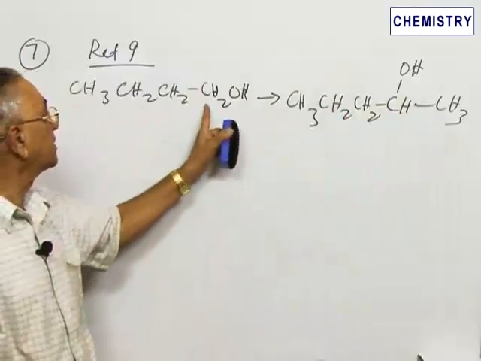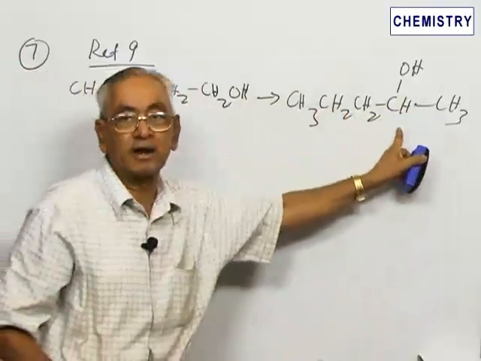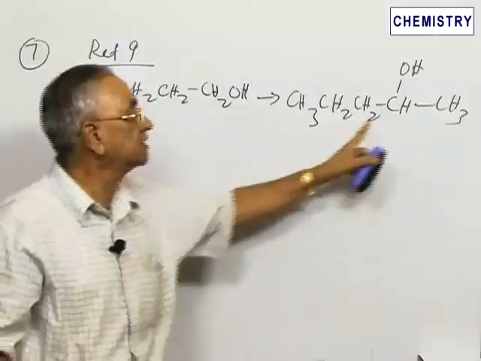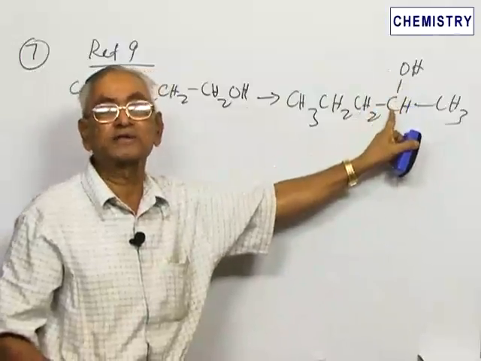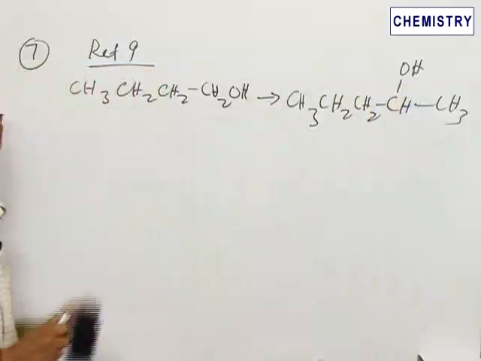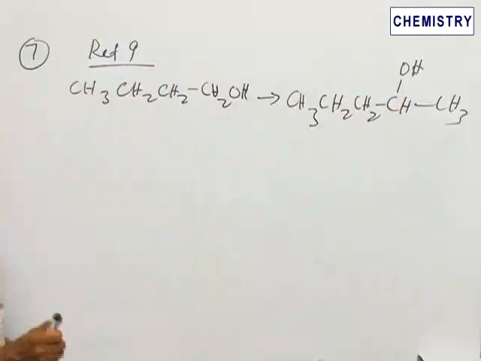The second point is a primary alcohol becomes a secondary alcohol. This is a terminal alcohol. This is a secondary alcohol attached to a secondary carbon atom. Therefore, how are these things being achieved? The process is very simple.